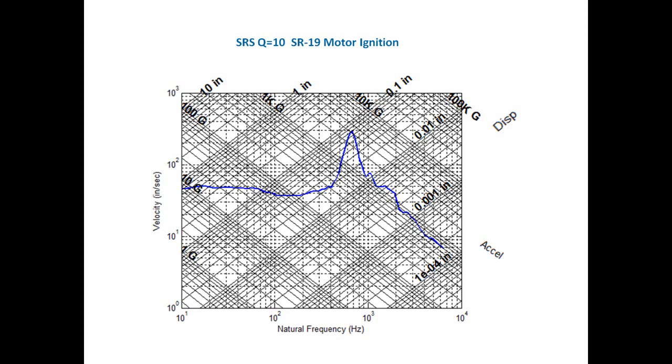So the moral of this story is, please do not mount any components on the forward dome of an SR-19 solid rocket motor. But if it is absolutely necessary to do so, then maybe isolators should be used so that the natural frequency of the isolated system is well below 650 hertz. And when I say that, when we isolate components, their natural frequencies might be down, say, in the 20 to 40 hertz region.